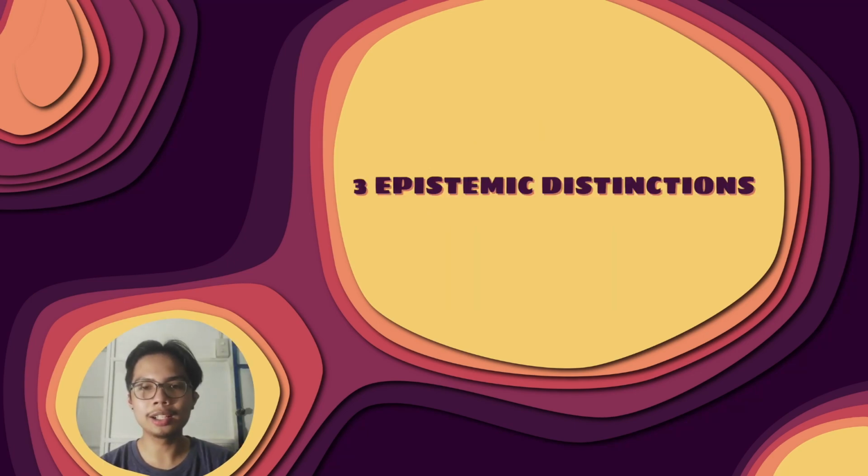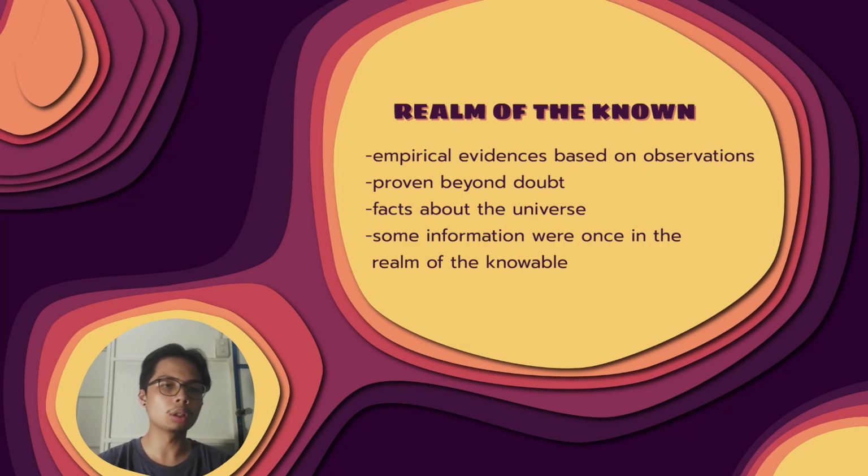As I have mentioned earlier, there are three realms of knowledge. It would be very helpful as critical thinkers to know the distinction among the three of them, because it would be very helpful in determining whether we should believe a statement or not based on where that statement falls on these three realms. Let's start with the realm of the known.